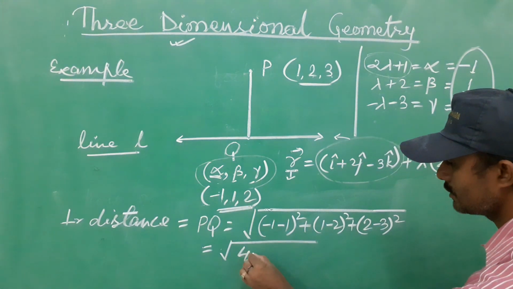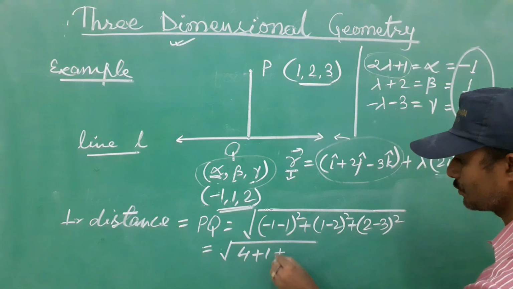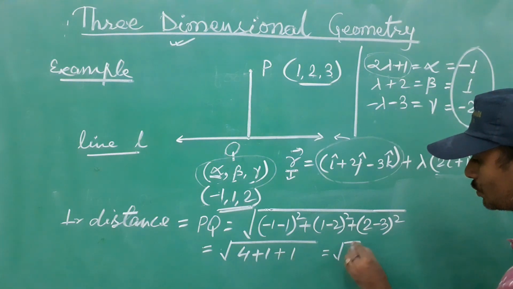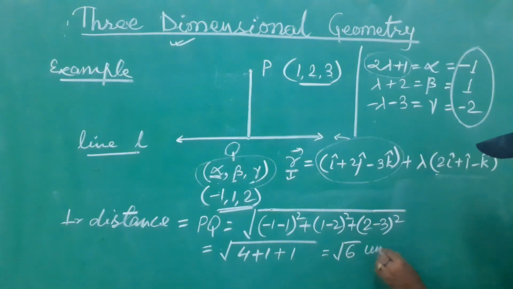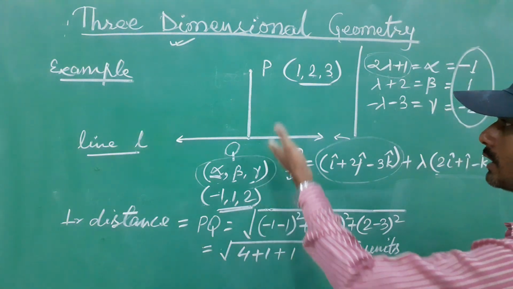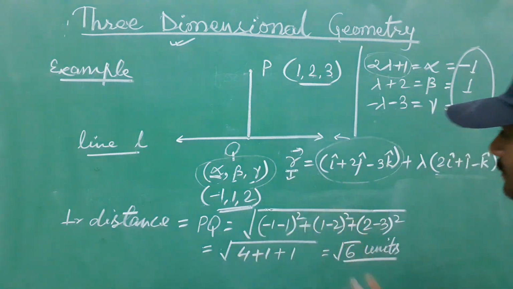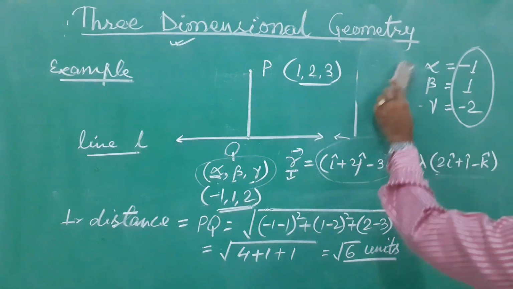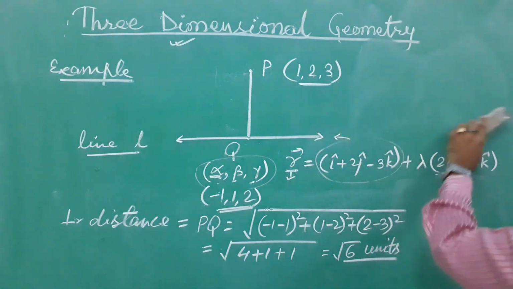This is 4 plus 1 plus 1, root 6 unit. So this is our perpendicular distance based on foot of perpendicular. Only to find foot of perpendicular will take time. Now perpendicular distance is easy. Now just look on image also. How we are finding the image of the point.